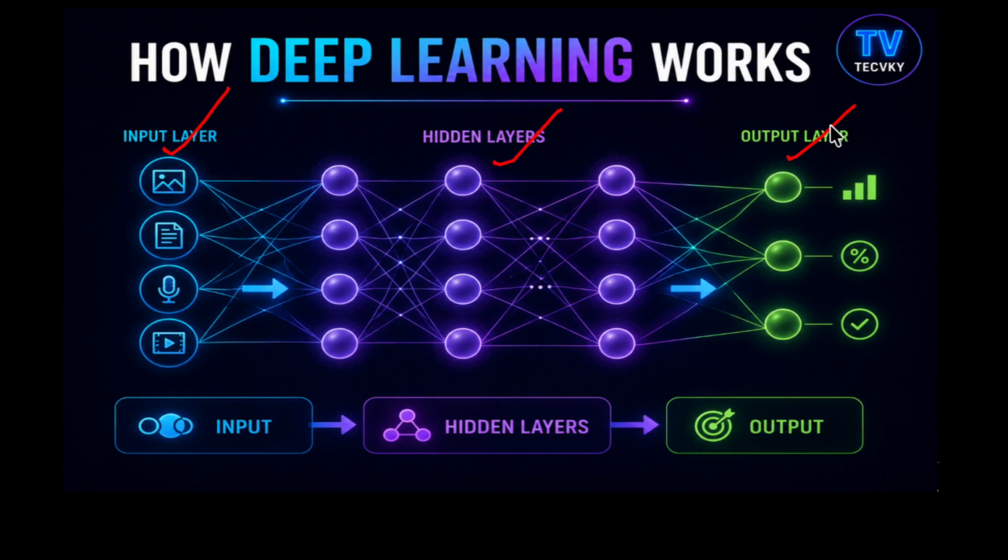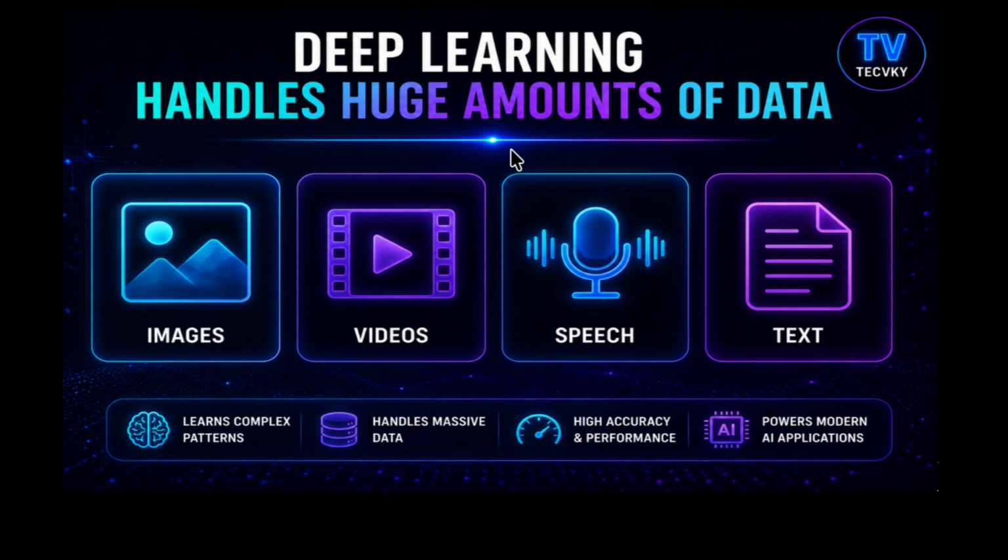Because deep learning can learn these complex patterns automatically, it performs exceptionally well when working with very large amounts of data. One of the biggest strengths of deep learning is its ability to process massive amounts of data. It can analyze images, speech, videos, and text with remarkable accuracy. Because it learns highly complex patterns, it often performs better than traditional machine learning in tasks involving unstructured data. This is why deep learning powers many modern AI breakthroughs.